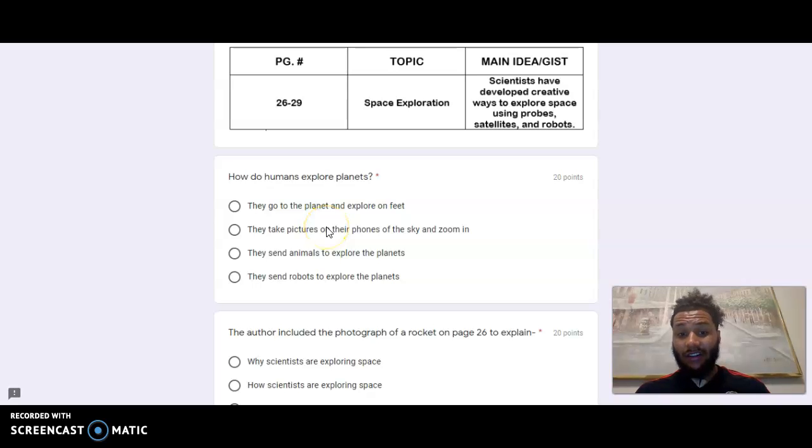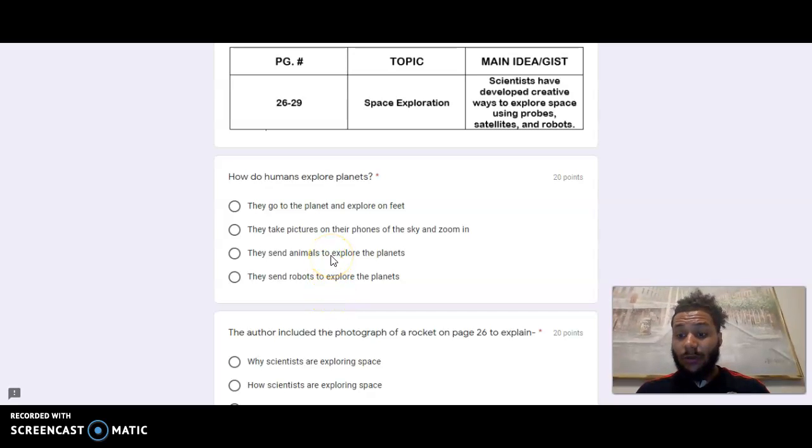They take pictures on their phones of the sky and zoom in. You would have to have the best phone ever invented to be able to take a picture of the sky and zoom in all the way to see all the planets. That would be super hard, right?